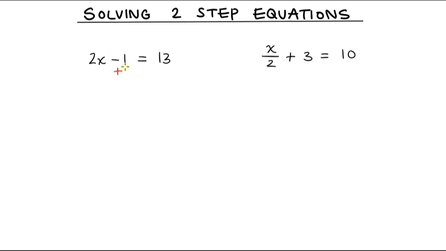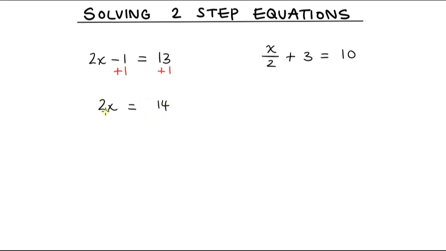So notice, if I add 1, this negative 1 will just disappear because negative 1 plus 1 is 0. But we can't just add 1 to one side of our equation. That's not going to be balanced. We need to do exactly the same to the other side of the equation. So if we're adding 1 to the left, we need to add 1 to the right. And notice I'm not changing the value of the equation because we're doing the same to both sides. So what are we now left with? Well, on the left-hand side, we're just left with 2x, because these cancel out. And on the right-hand side, we've got 13 plus 1, which is 14.